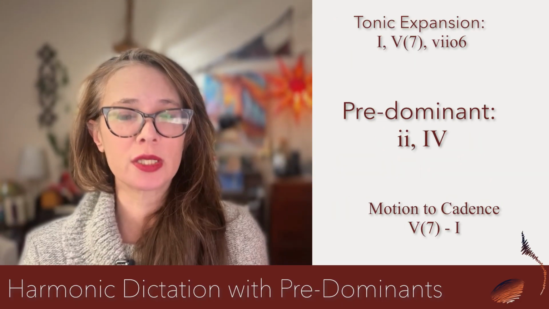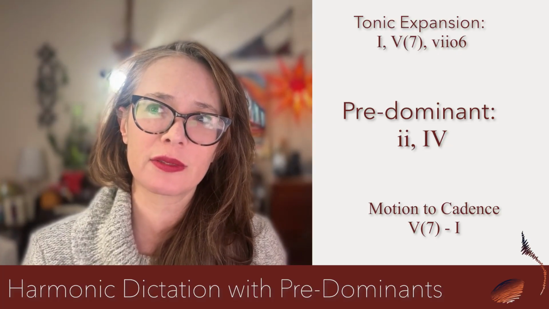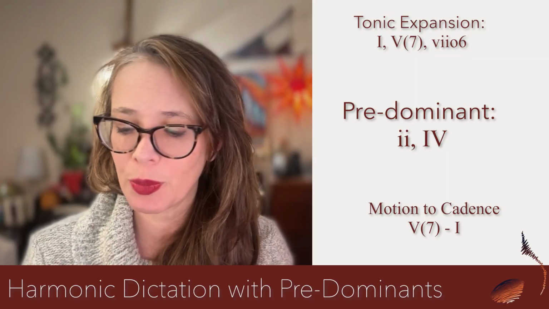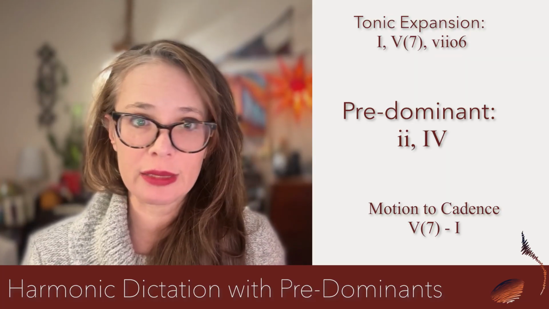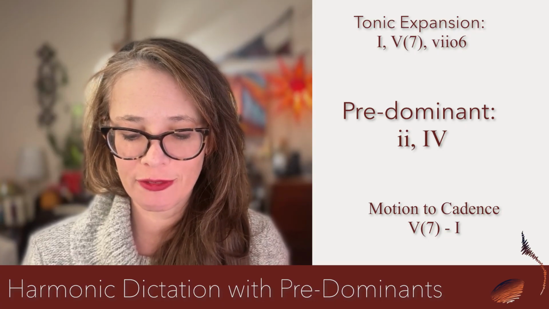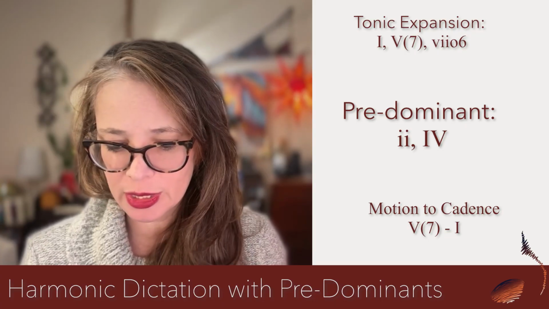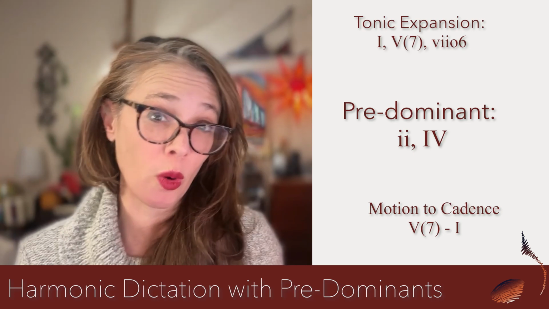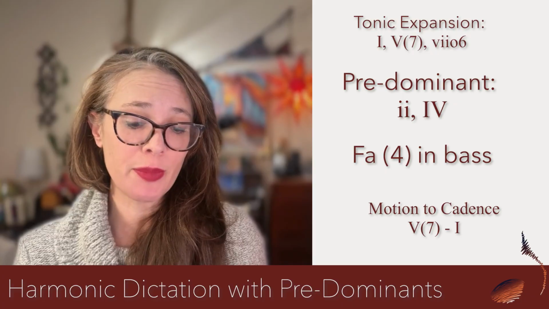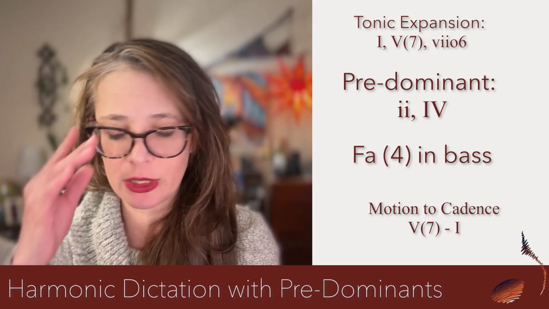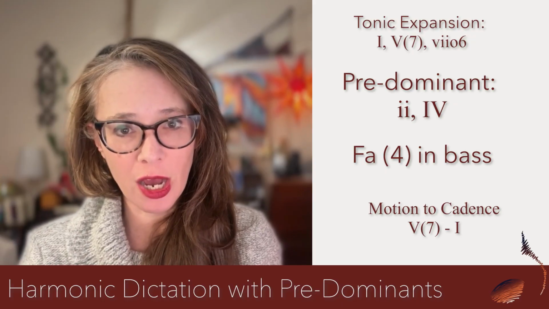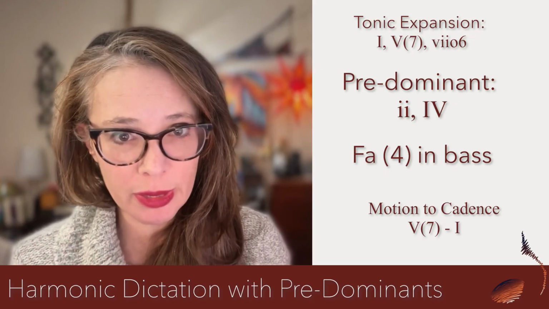The predominant chord, different textbooks call it different things. One textbook calls it the subdominant. I won't get into that now, but the predominant chord comes before the dominant. There are two chords that fit this bill really well. There are other ones, but the main ones are the 2 and the 4. The strongest predominant chord will have fa in the bass, the 4th scale degree, so you get that nice fa, sol, do motion, and that's what we're going to play around with today.